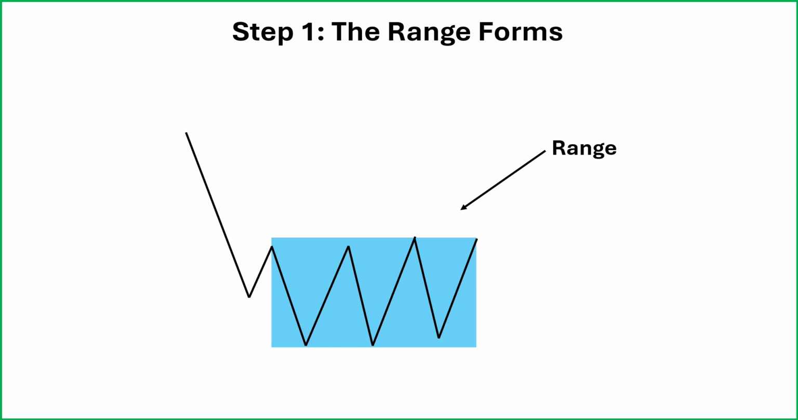Step number 1, the range forms. First, we need to see the market stop trending down and start moving sideways. This is the range, and it's crucial. It tells us the selling pressure is weakening and buyers are stepping in. The transition from markdown into sideways movement is always the starting point.